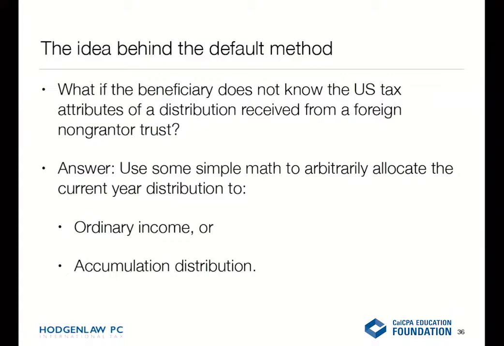Instead, you're going to use some arbitrary math that the IRS gives you to allocate your distribution as either ordinary income or accumulation distribution. You take the ordinary income amount, you put it on your tax return as ordinary income. The accumulation distribution, you do a bunch of math, figure out how much tax to pay, calculate an interest charge on that, and then you add that into your other tax on your tax return. So you end up with two different numbers on the tax return. One is ordinary income included in your adjusted gross income. The other is a tax calculation that you add in at the end.